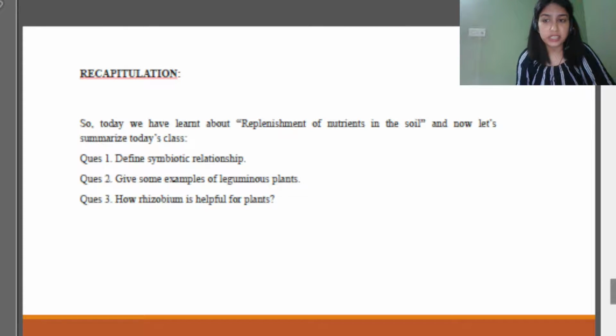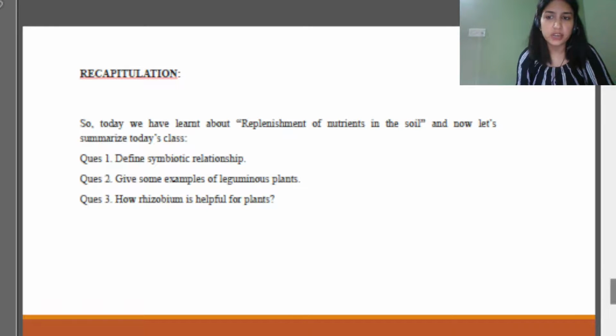And the second question: give some examples of leguminous plants. The examples would be beans, such as soya bean, kidney bean, moong dal, gram, and Pisum sativum, that we call the pea plant. Yes, very good students, you have done well.